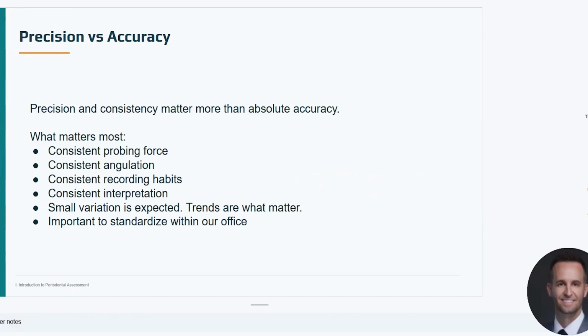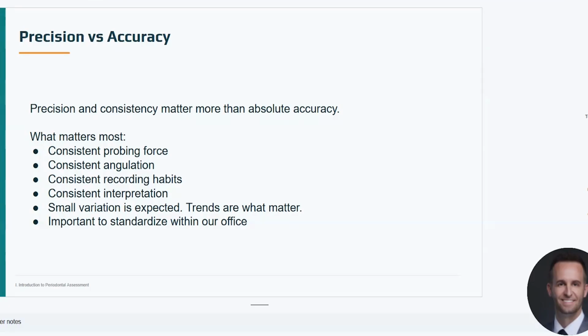Again, in regards to precision and consistency, absolute accuracy would mean we are measuring the exact accurate amount of a probing depth, for example. It is down to the millimeter. We get it right every time. That is not as important as precision, which is as close as we can get, and we are consistent, meaning we are doing the same thing every time. We are getting very close every time. And so we want to have consistent probing force, consistent angulation, consistent recording habits, consistent interpretation.